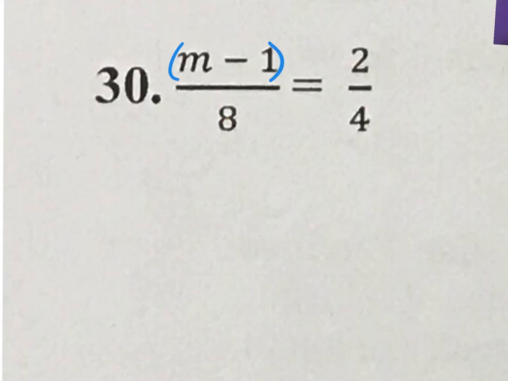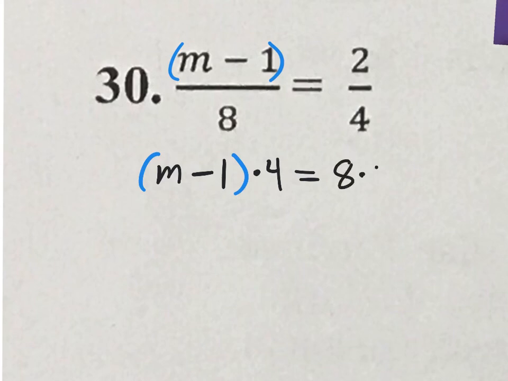M minus 1 times 4 equals the 8 times 2. Again, cross multiplying.